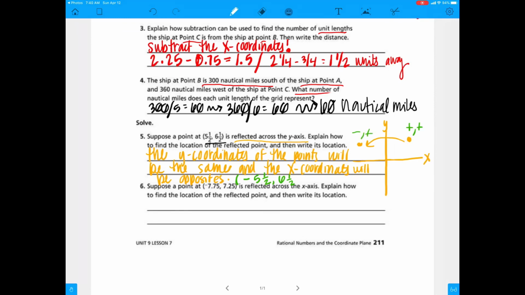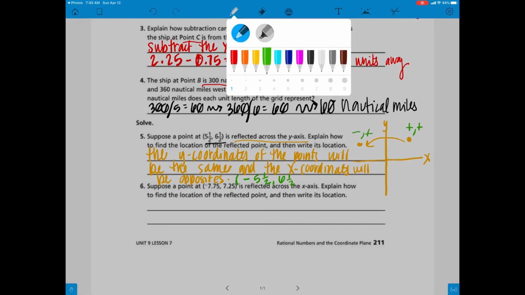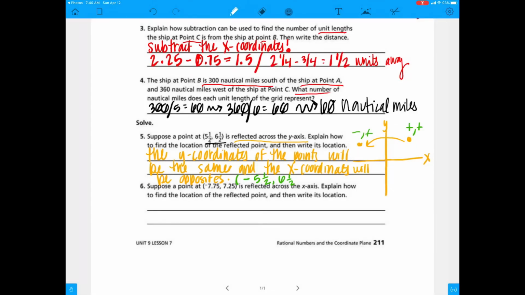For number 6, we're going to be doing something very similar. This is saying, suppose a point is at -7.75 comma 7.25, and it's reflected across the x-axis. So I just throw a point on there. It does not matter where that location is right now as long as it is in that quadrant. It's reflected across the x-axis, so I draw the arrow down. That is quadrant 3. And I know everything in that quadrant is negative.